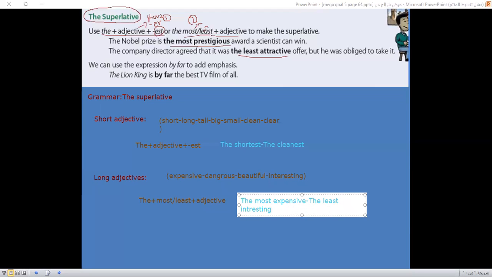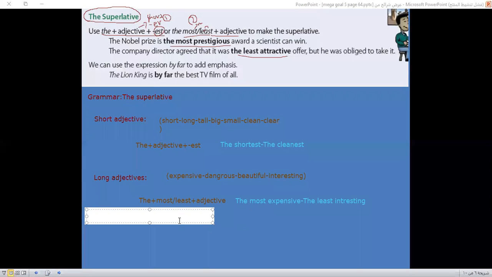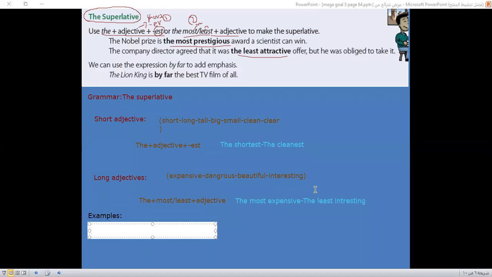Right. Now, please give me your examples. Using two examples in the short adjective, the first form, and in the second form also two examples. Come on. I need students who did not participate. It's very easy. You've taken this grammar many times. So we can finish early.